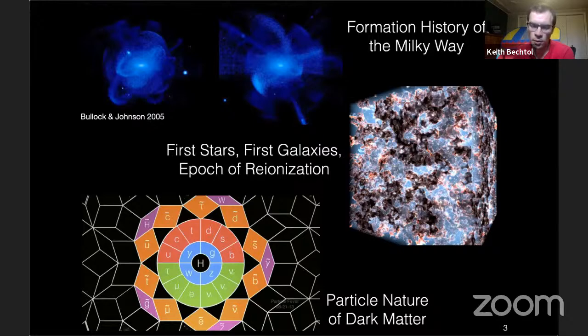Also, the Milky Way stellar halo is a great place to learn about the first stars, the first galaxies, the epoch of reionization. Many of the stars in the Milky Way halo are among the most chemically pristine and oldest stars that we know about, and they're close enough that we can study them in detail. We can obtain follow-up spectra and learn about their properties and try to connect them to the original populations that they came from. In addition, there's opportunities to learn about the particle nature of dark matter and use this as a way to learn about physics beyond the standard model.